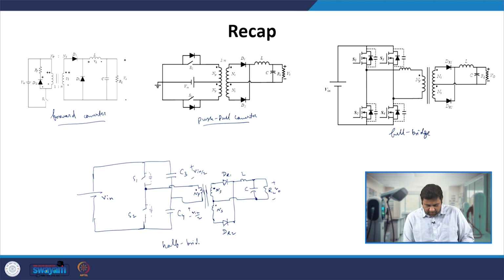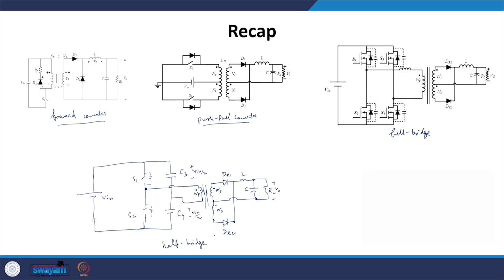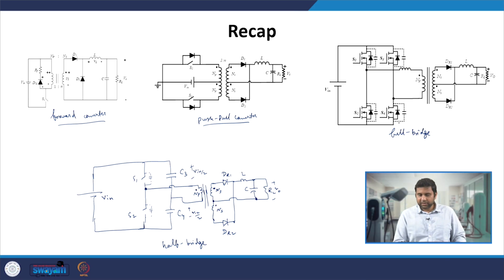Now mostly for high power applications, people generally prefer full bridge converter operation, primarily because the core is fully utilized, and also the voltage ratings of the devices are just the input voltage, and with this kind of converter we can also achieve reduced loss operation. We will discuss that in subsequent slides. We will discuss this full bridge converter in more detail as we go along in subsequent lectures.